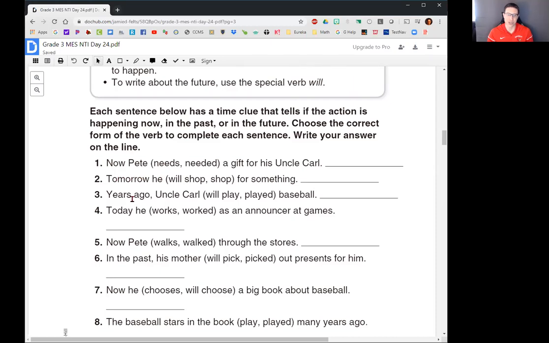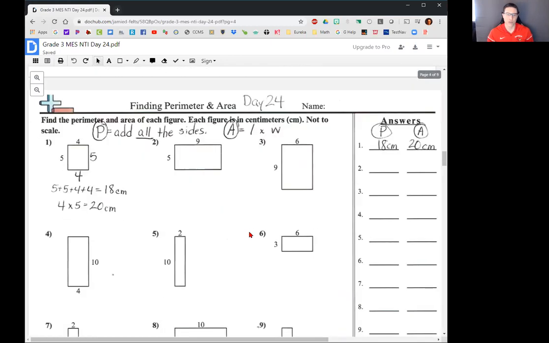So just pay attention to those time words as you go through here. I see one tomorrow, years ago, today. Those all help you. A lot of them are at the beginning. Some of them are at the middle or the end. So just pay attention to that, whether it's past, present, or future.